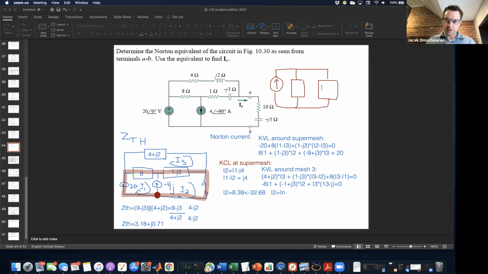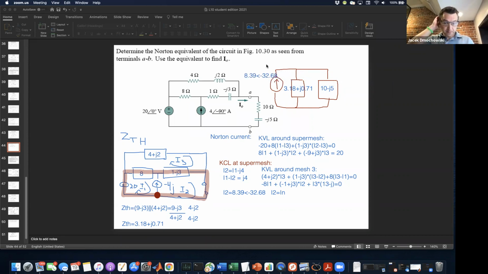So let's first of all put that in. This is our ZTH, which is 3.18 plus j0.71. It's over here. And our Norton current is 8.39 angle negative 32.68.